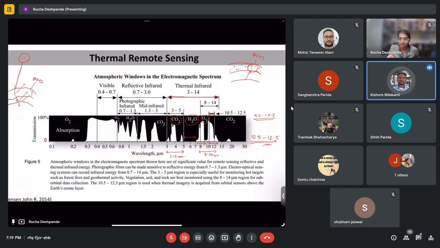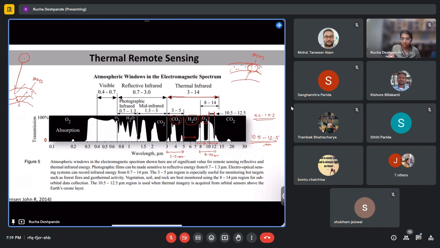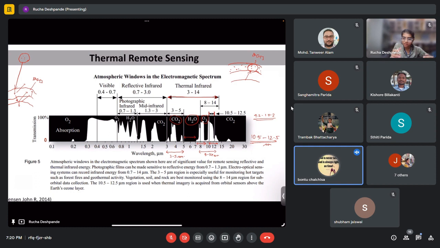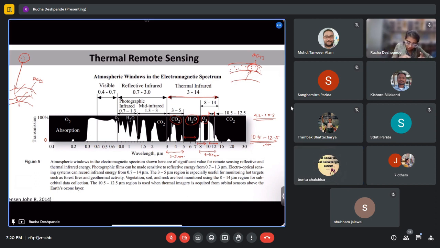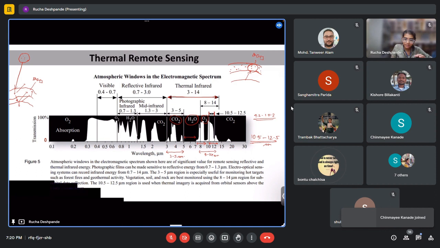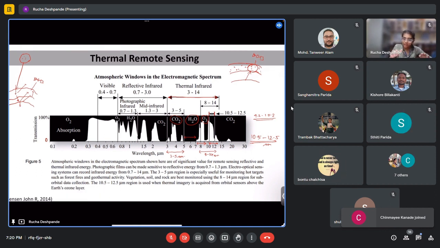But if there is such absorption, that means some sort of energy is coming from the sun and the surface is absorbing it. Okay, I understood what you're saying. So this whole spectrum is telling us about the absorption characteristics of the atmospheric layer, nothing else. This is only talking about the atmospheric layer.